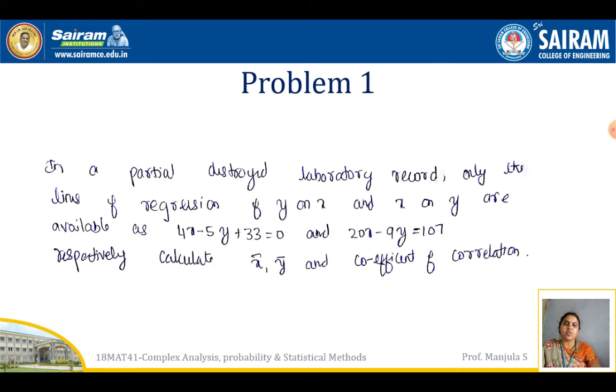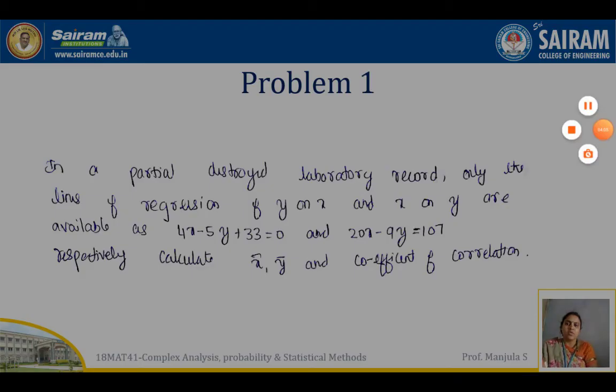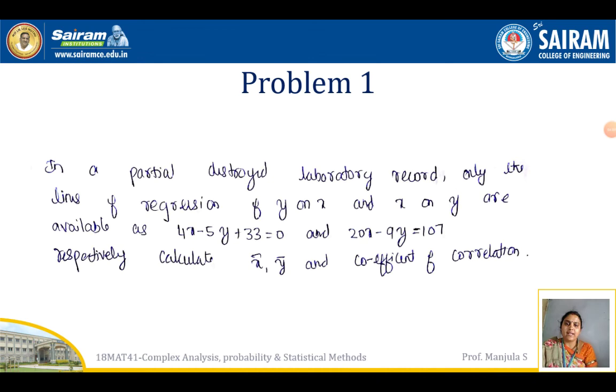We'll see the first problem. In a partially destroyed laboratory record, only the lines of regression of y on x and x on y are available, as 4x minus 5y plus 33 equals 0 and 20x minus 9y equals 107 respectively. Calculate x bar and y bar and also the correlation coefficient.